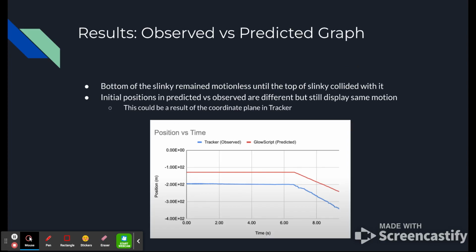The results showed that the bottom of the slinky remained motionless until the top of the slinky collided with it. The observed and predicted data are pretty much the same except for the initial positions. You can see that the motion of the line is pretty much the same, and this could just be a result of the coordinate plane in Tracker.